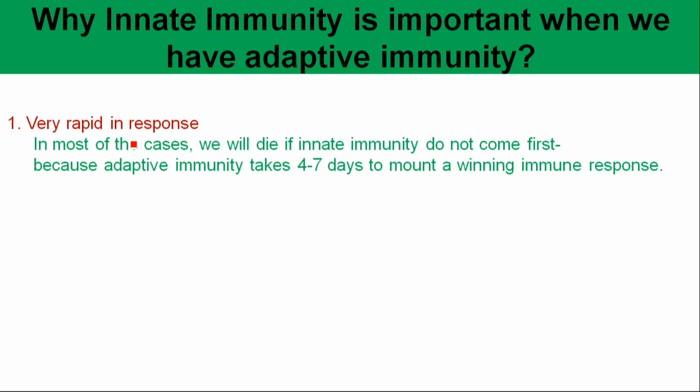The first one is that the innate immune system is very rapid in response. In most cases, we would die if innate immunity did not come first, because the adaptive immunity takes at least 4 to 7 days to mount a good and winning immune response to the pathogen. So the innate immune response is very important for pathogen clearance in the first week of the disease.